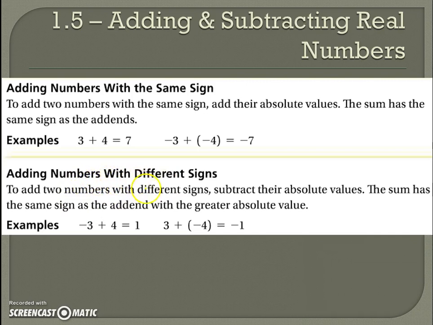Down here, for numbers with different signs, you have this wordy definition, and you could read that. It says subtract their absolute values, and then the sum has the sign of the one with the greater absolute value. So here I have -3 plus 4. The difference between 3 and 4 is 1, and then 4 has a greater absolute value, and it's positive, so that makes that positive. Over here, the difference between 3 and 4 is still 1, but this time, the one with the greater absolute value is negative, so this is negative.